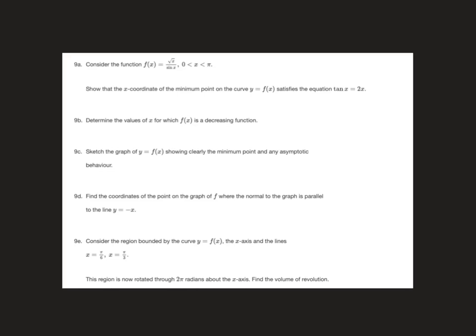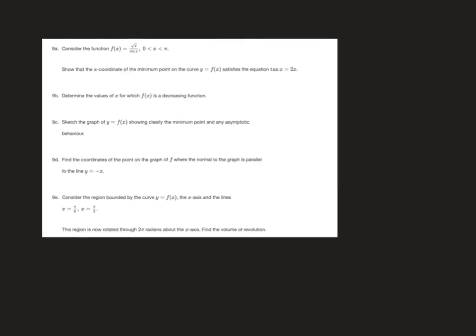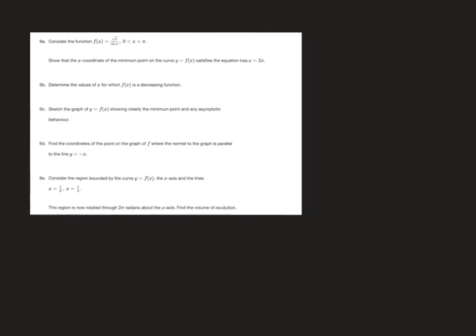Question 9. Consider this function for x between 0 and pi. Show the x-coordinate of the minimum on this curve satisfies this equation. So let's find the x-coordinate for that minimum. First thing we're going to do is get the derivative, which means we need the quotient rule.